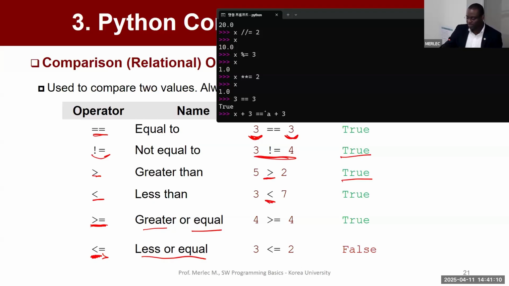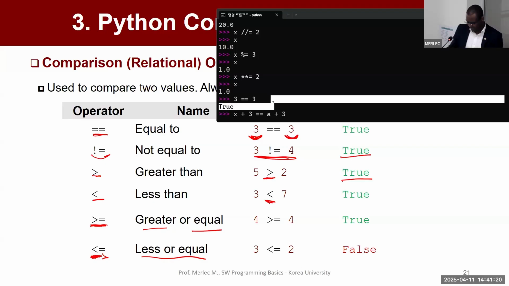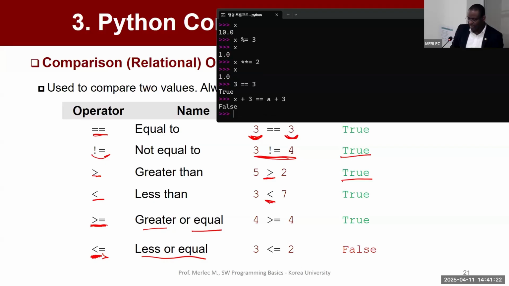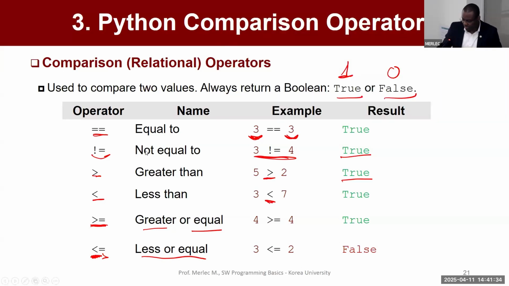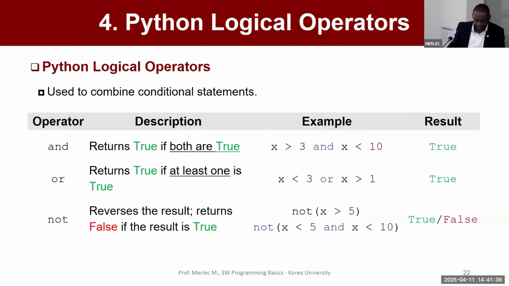I would like to check whether this expression is equal to that expression. For this expression to be true, a must be equal to x, right? Let me check. When I run this, you will see it's false because in x I have 1.0 and in a I have 10. So the statement is not true. It was just to show you that you can use values or expressions to check that.